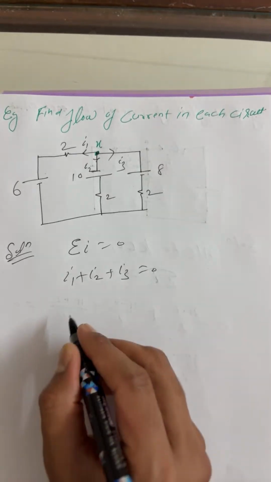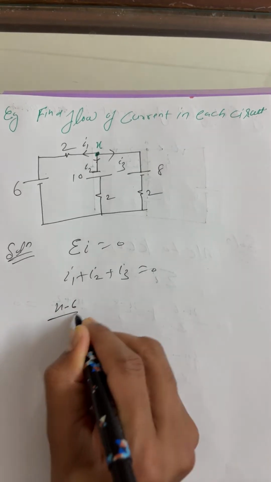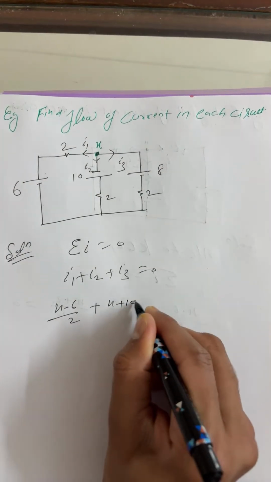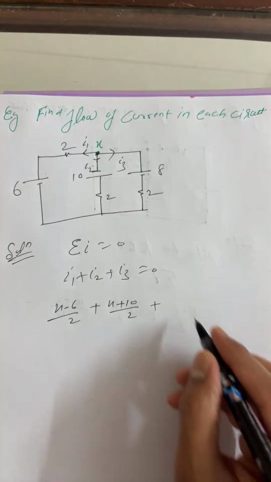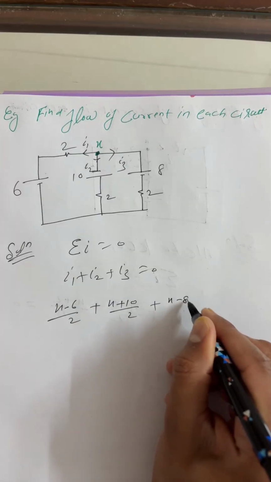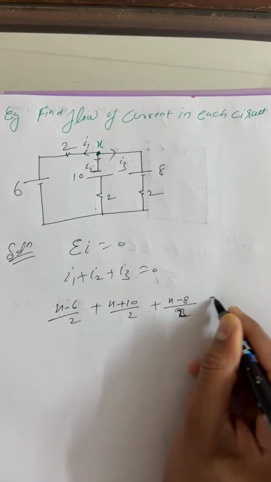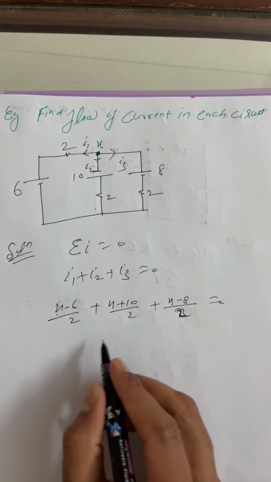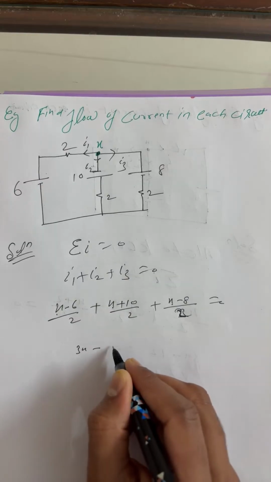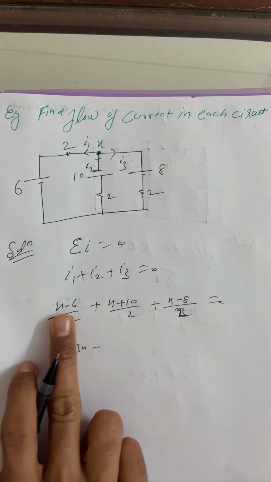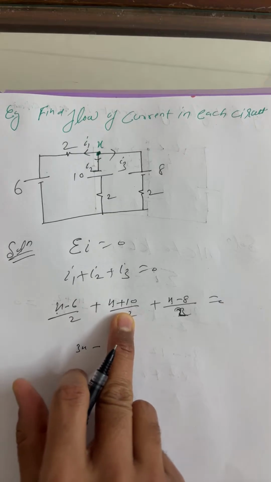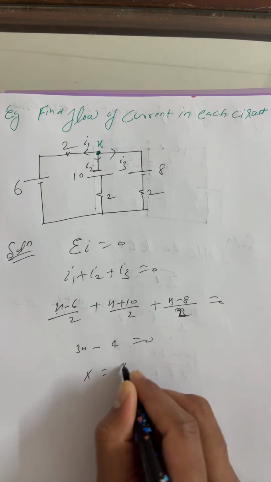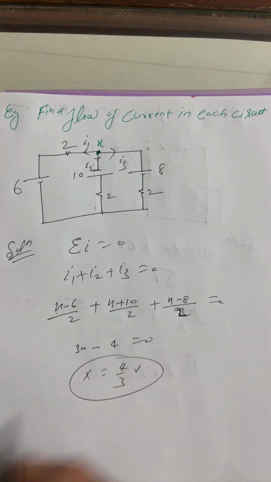So I1 is (x minus 6) by 2, plus (x plus 10) by 2, plus (x minus 8) by 2, equals 0. So x plus x is 2x, plus x is 3x. You can say 3x minus 8 plus 6, 14, plus 8 minus 4, minus 4 equals 0. So x equals 4 by 3 volt.